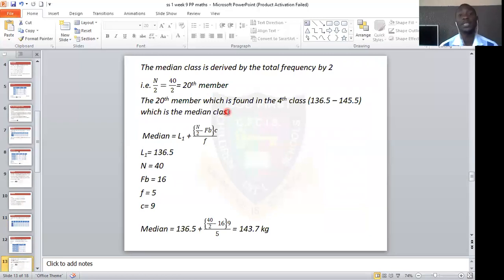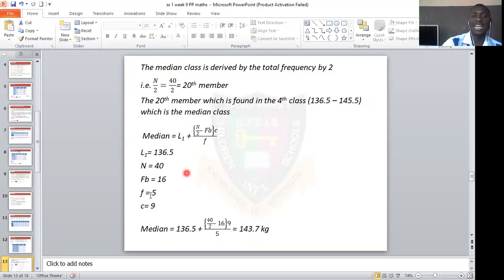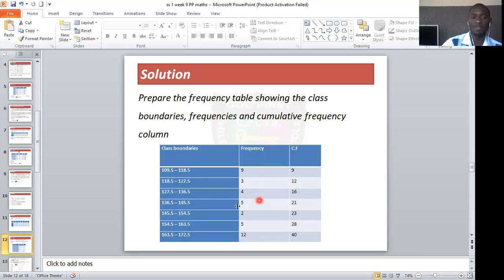So the 20th member is found in the fourth class, which is 136.5 to 145.5, the median class. Automatically you've gotten your L1, the lower class boundary of the median class, which is 136.5, and N, which is 40. FB is the cumulative frequency before the median class, which is 16. The frequency of the median class, the fourth class, is 5. And C, the class width, is 9.